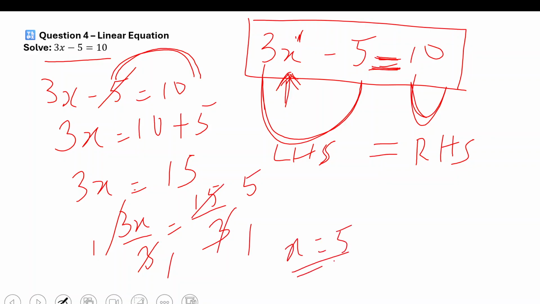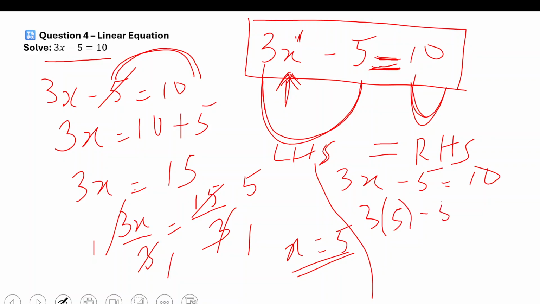So x is equal to 5 makes this equation true. Let us check. If I have 3x minus 5 is equal to 10, where I see x, I put 5. So 3 times 5 is 15. 15 minus 5 is 10 here, and I have 10 here. So it means that this answer we have gotten is true.